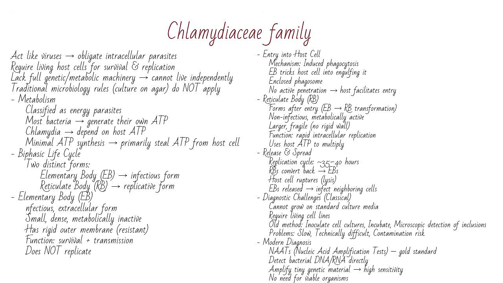The EB transforms into the reticulate body, RB. Larger, non-infectious, no armor, but it multiplies rapidly. The factory worker steps out of the transport vehicle, builds a hidden factory inside the cell, and redirects all that stolen ATP toward manufacturing thousands of new armored vehicles.